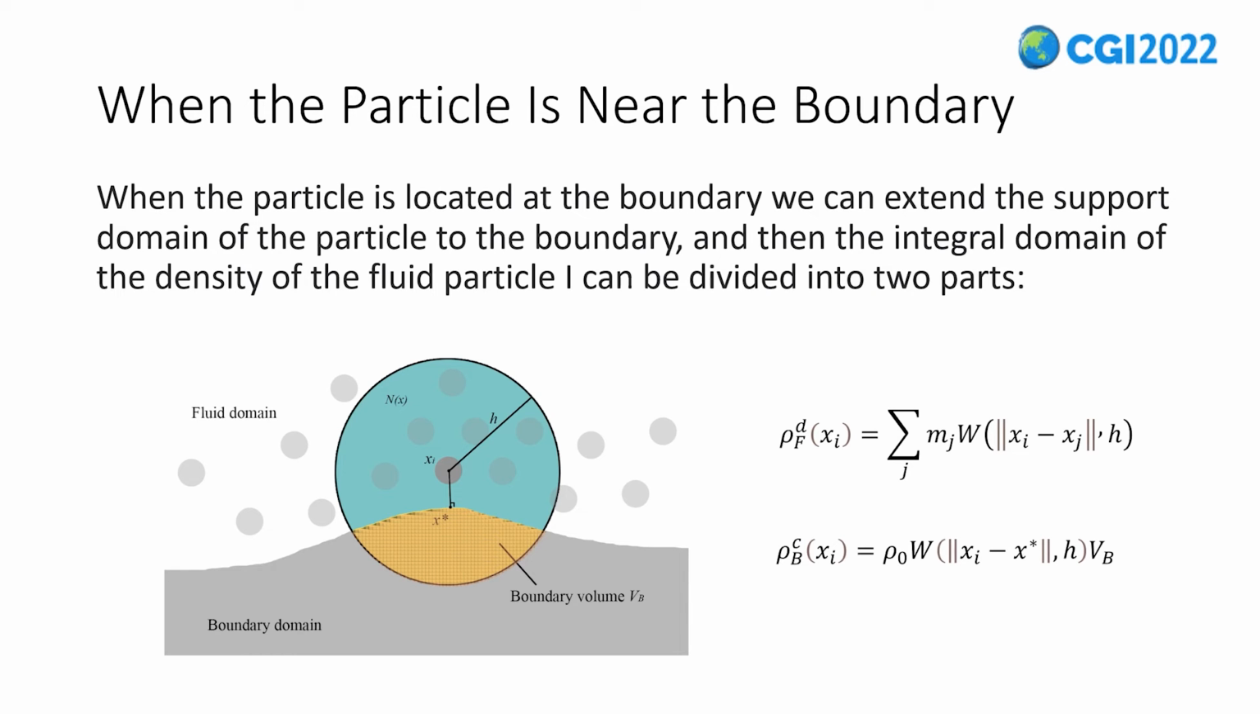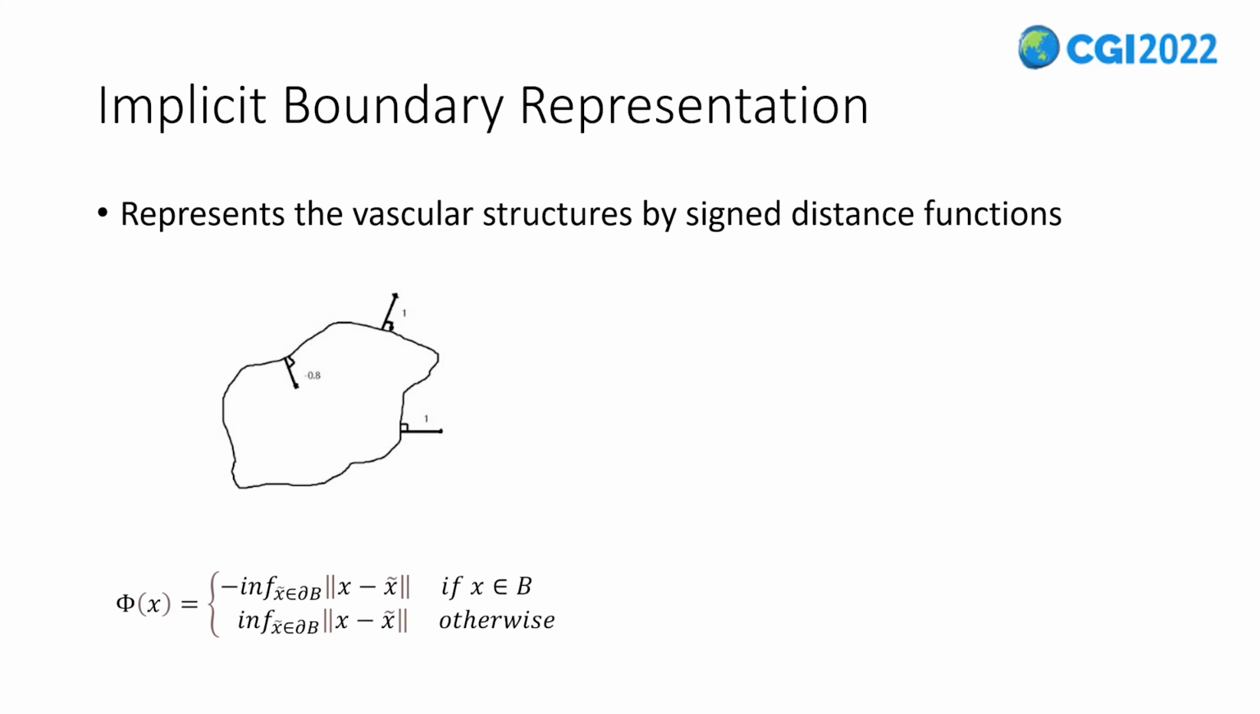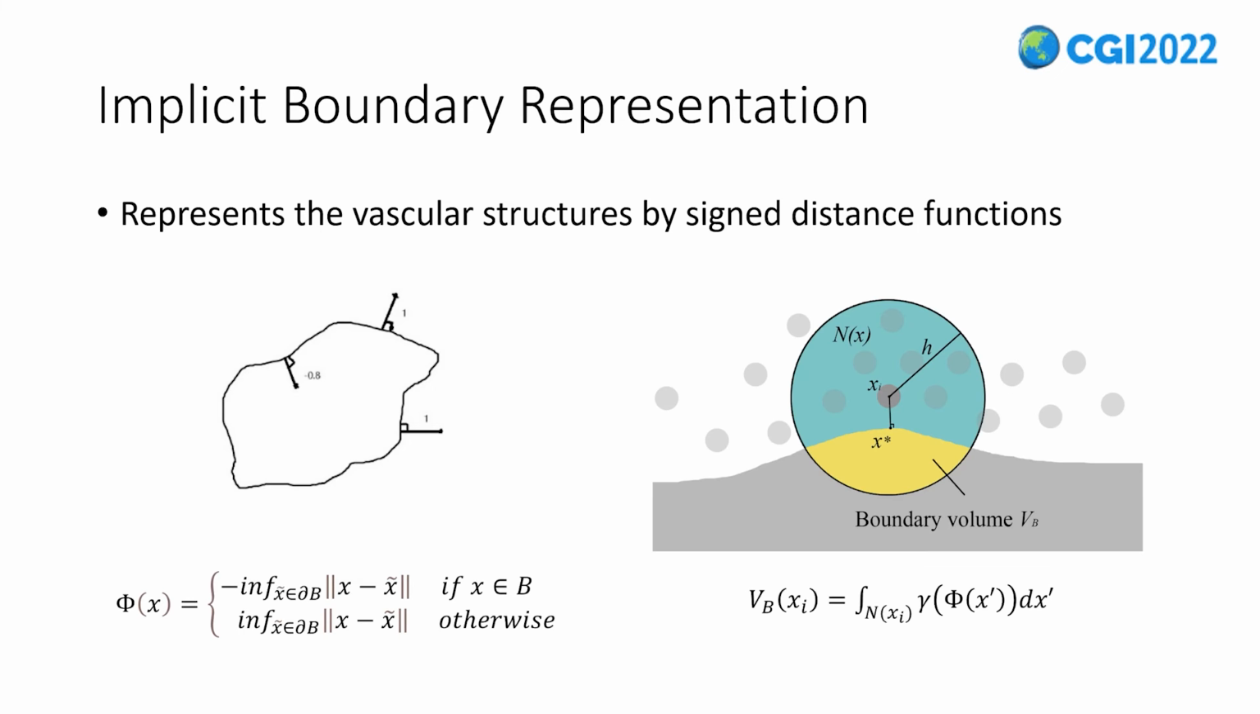In our method, we represent the vascular structure by a signed distance function, which converts three-dimensional space into one dimension and represents the boundary by the zero isosurface. The signed distance value of any point in a finite space is equal to its minimum distance to the boundary, and the value is negative within the boundary while positive in the fluid domain. Based on that, the boundary volume VB can be calculated by this equation.